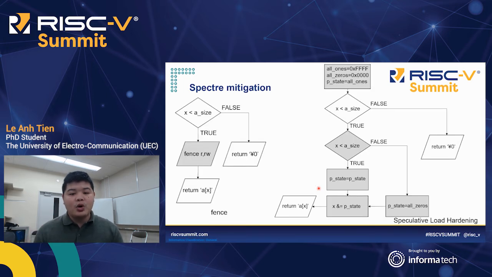There are two approaches we have tried. The first method is to insert the fence instruction inside the conditional branch. So it would block the speculative execution. Of course, this would reduce the performance as the program would execute like on an in-order processor. So there is no speculative execution, and there will be no way for Spectre to exploit the conditional branch.